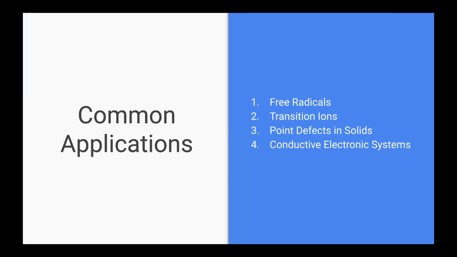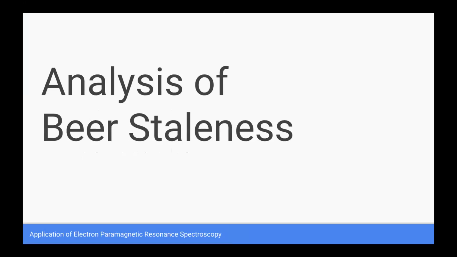So another example I found, which I don't know what this says about me, is the analysis of beer staleness. So here we go. Basically, bottling, producing, and distributing beer is a bit of a challenge because we have oxygen in the air, right? And that can get into your product, the can, the bottle, whatever you're drinking out of. And so these oxide free radicals can actually produce stale beer.